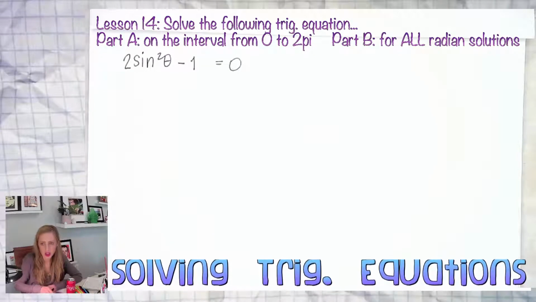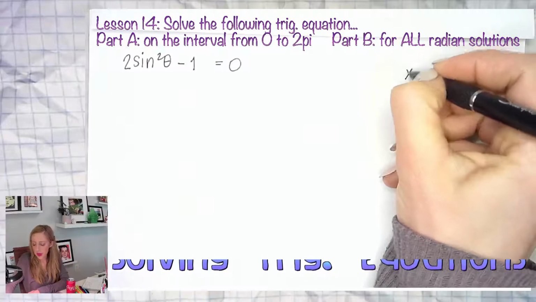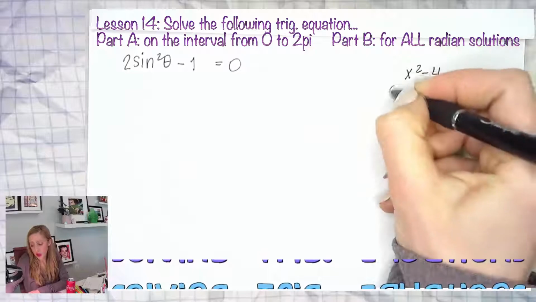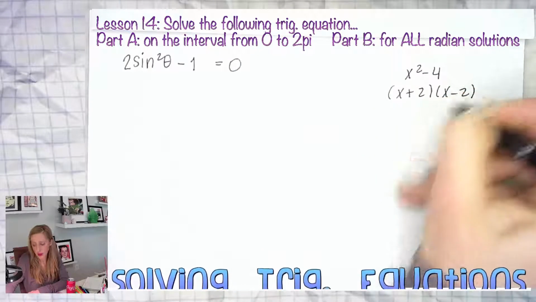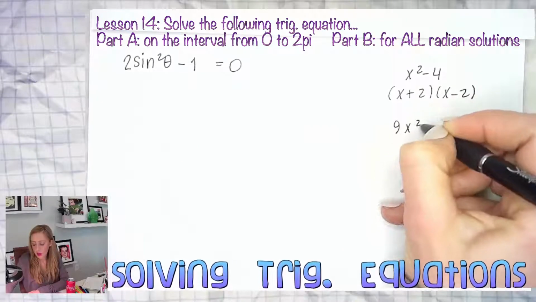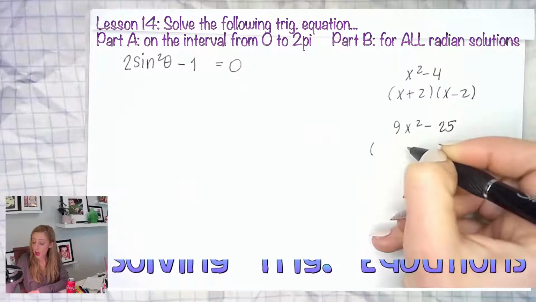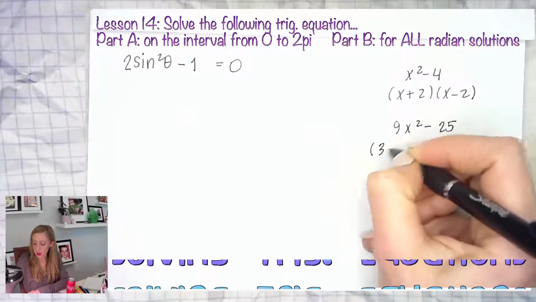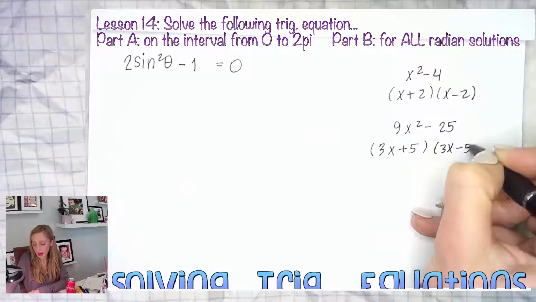So just to remind everybody of what the difference of two squares is, that would be something like x squared minus 4, which you quickly factor using conjugates to x plus 2, x minus 2. Or maybe 9x squared minus 25. And again, you can quickly factor that using conjugates. That would be 3x plus 5 and 3x minus 5.